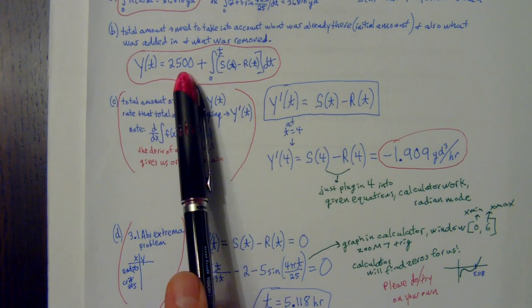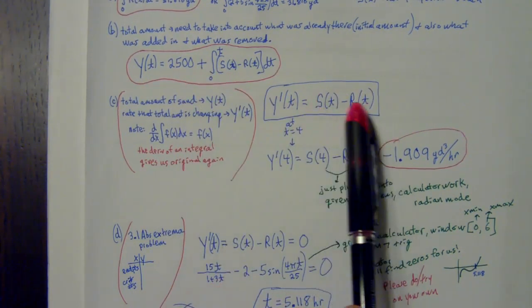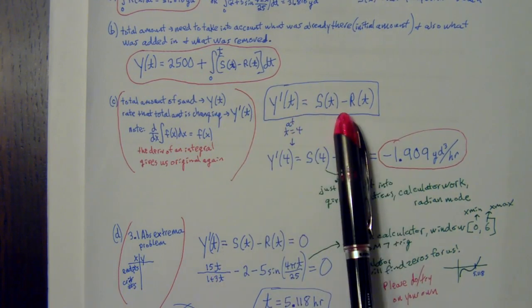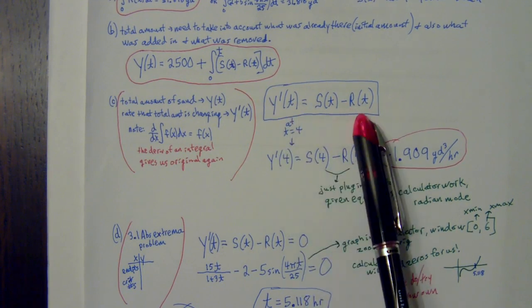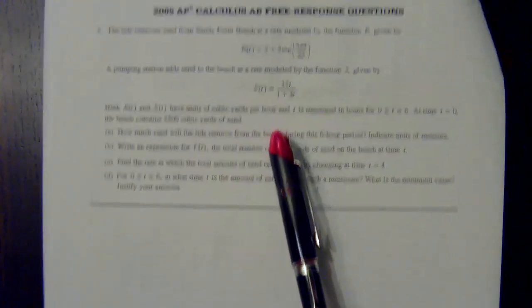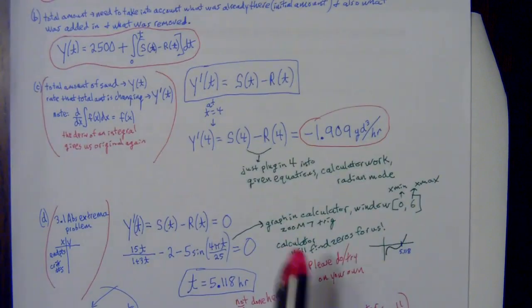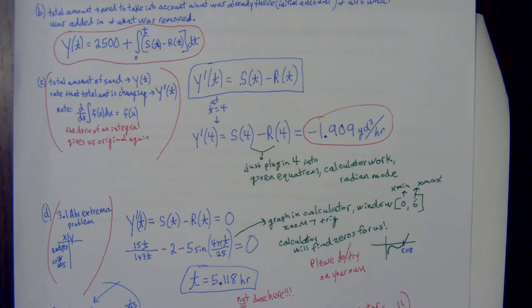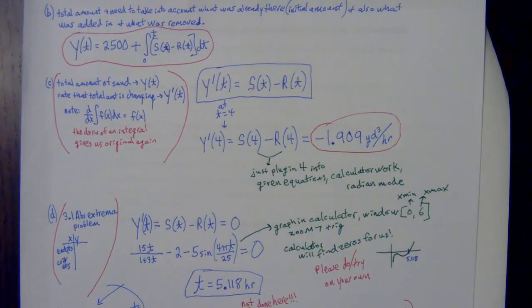So when I take the derivative of the 2,500, that's 0. And then the derivative of an integral is going to be just that original inside function, right? So there's our derivative equation, and it says at T equals 4. So your derivative is equal to simply S minus R. And they gave us both of those equations right there. I have the S equation and the R equation, so all you've got to do is plug in the 4. S of 4 minus R of 4. Plug the 4 into both of those functions. Let that calculator do the work for you, and that's how fast it's changing. So that's going to be in cubic yards per hour.